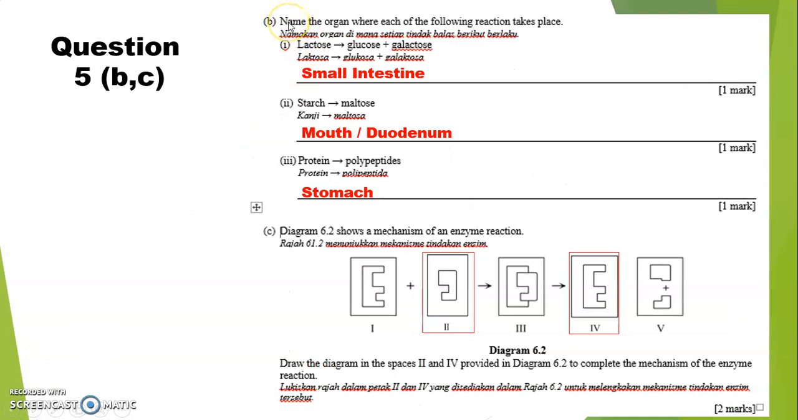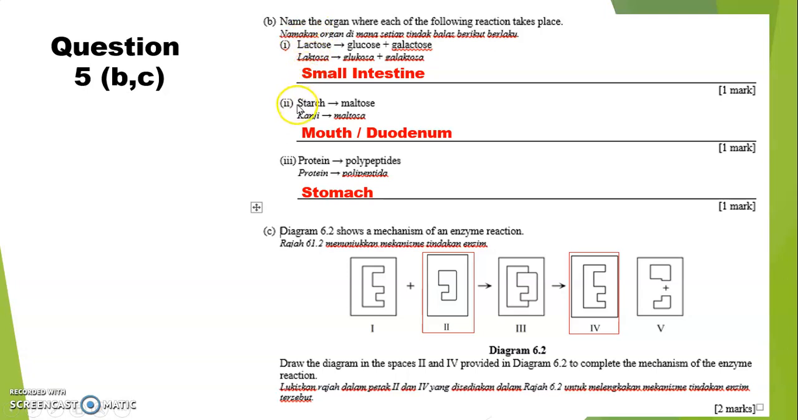Okay, we go to B. Name the organ where each of the following reactions takes place. B1: lactose is digested into glucose plus galactose. This process occurs in the small intestine, by the enzyme lactase. How do we know it is lactase? Because the substrate is lactose.